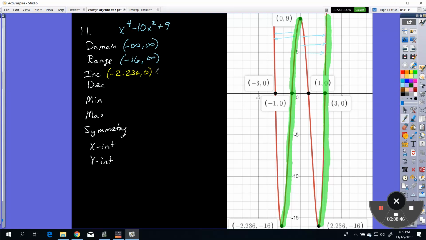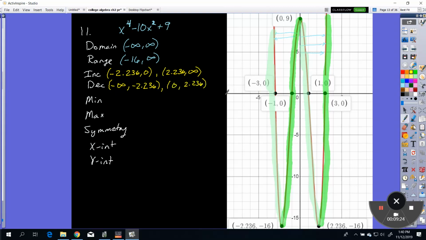It's also increasing between 2.236 and infinity. Decreasing is a different story. Decreasing is this area. So that area is all decreasing. So that's from negative infinity to -2.236. And between 0 and 2.236.